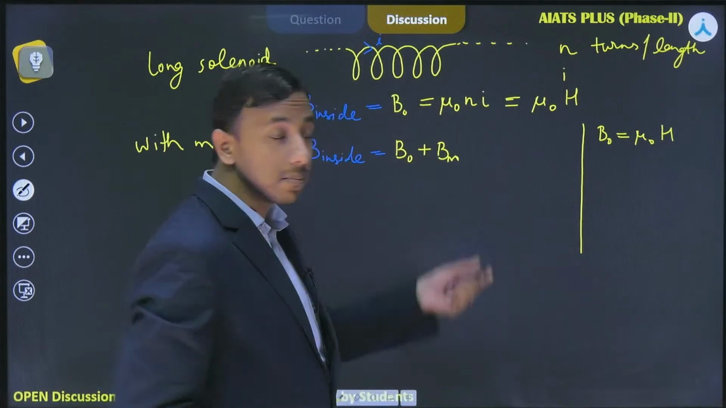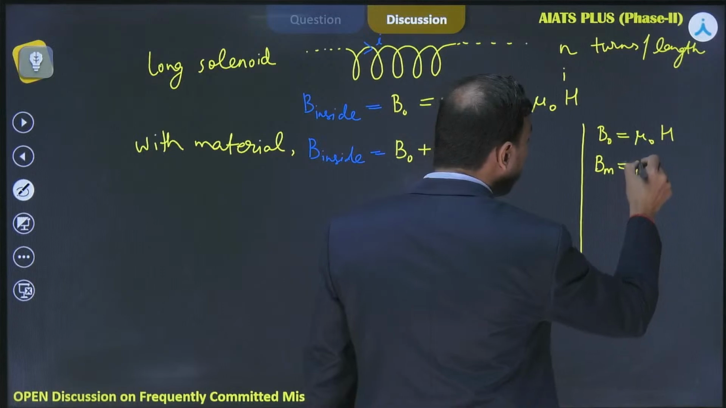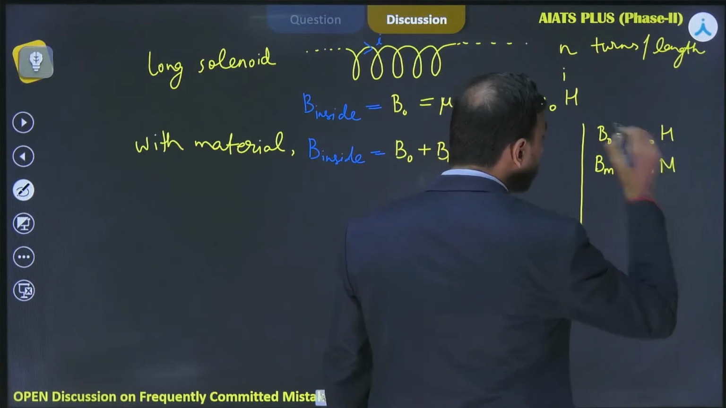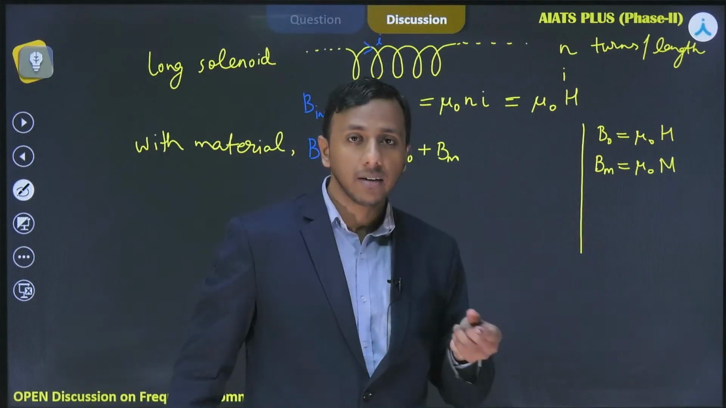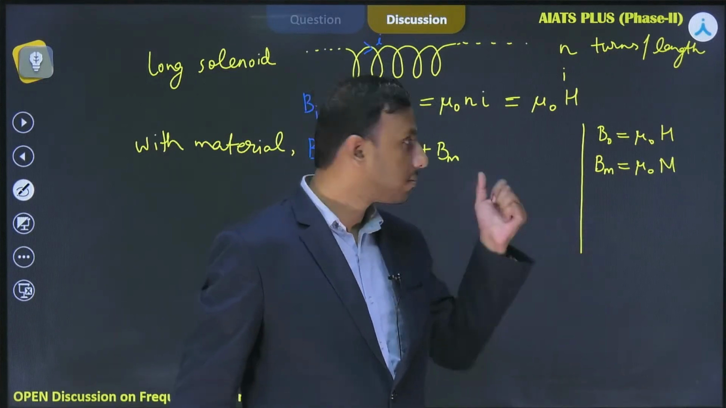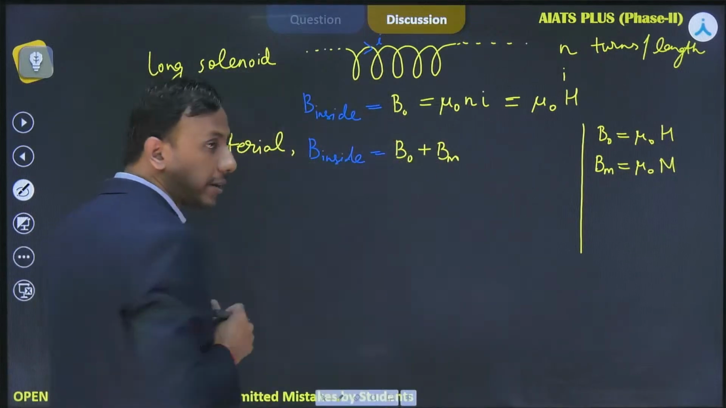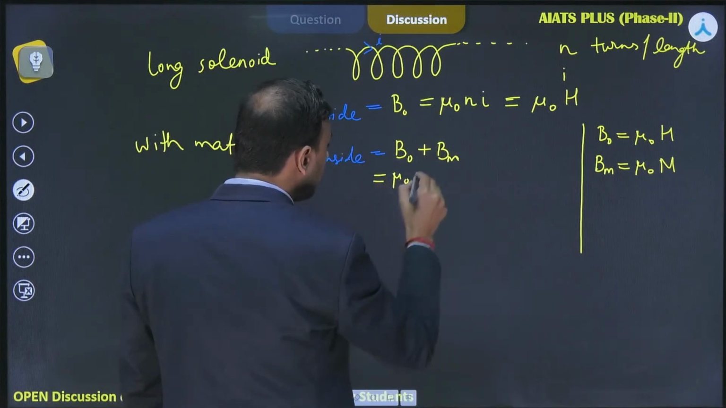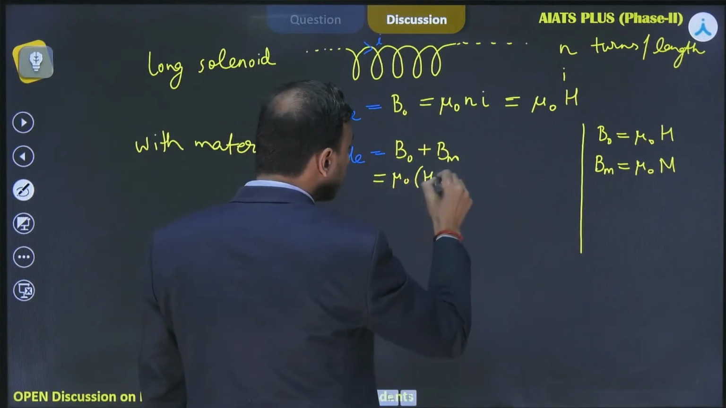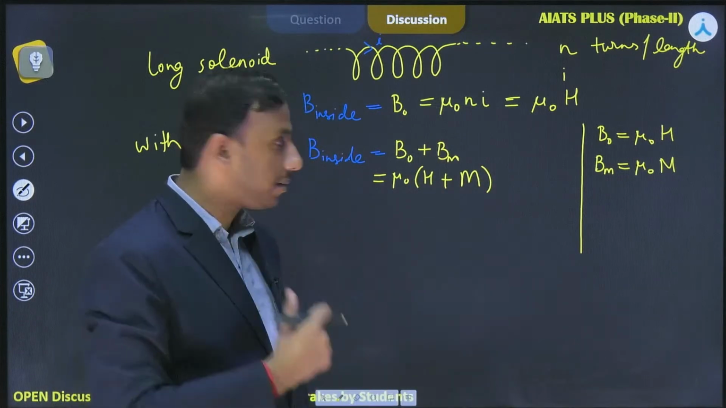And this Bm you can write as mu naught into M, okay. Bm, M. And what is this M? M is the magnetization of this material, okay. And H you already know what it is. So this you can write as what exactly? You just substitute them over here. So this becomes mu naught times H plus M, right, H plus M.